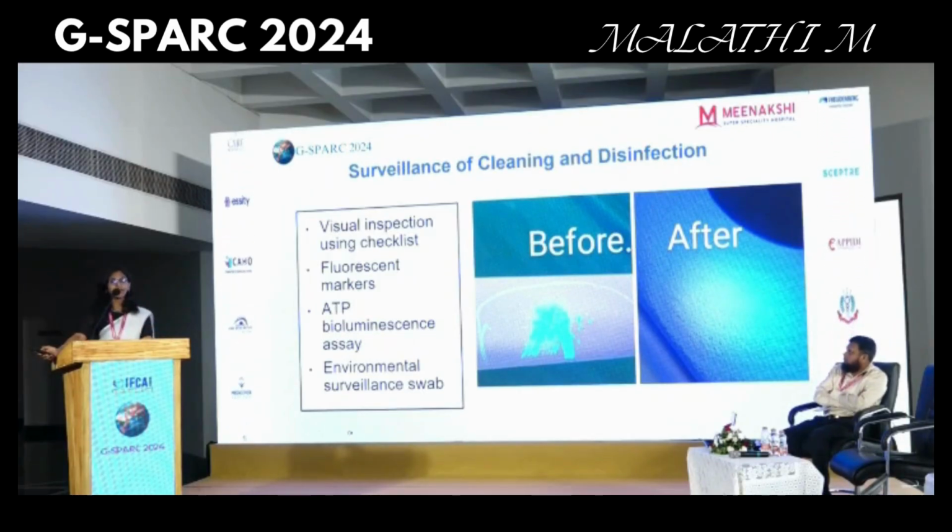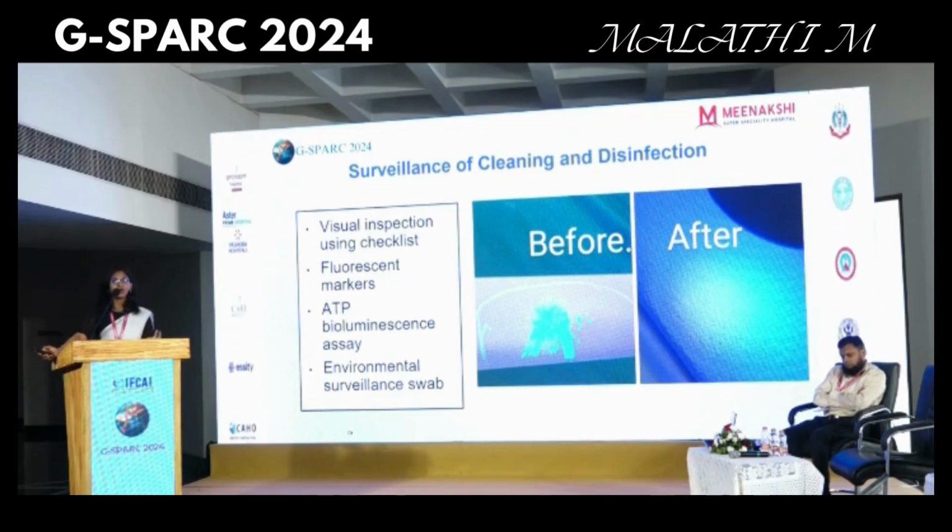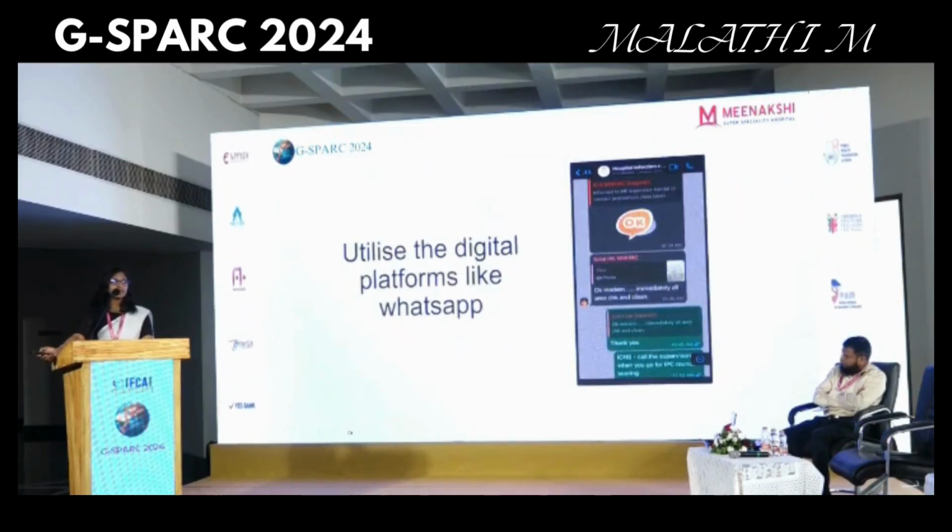How housekeeping practice is monitored is by 4 methods. You can go and do a visual inspection, like whether cobwebs or dust are there, but that's not an ideal way. The second way that we are doing is fluorescent marking. You can put a fluorescent marker and check after cleaning whether it has been wiped or not. The best method, as I told, is the ATP bioluminescence assay, but it's a bit costly. Then there is environmental surveillance swabbing.